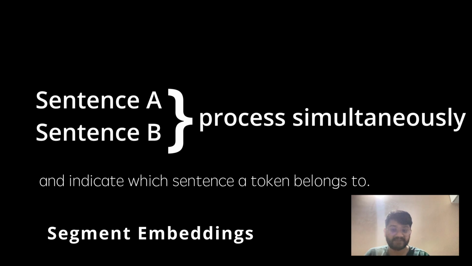Then we have segment embeddings. BERT can process two sentences simultaneously. For example, sentence A and sentence B. Segment embeddings indicate which sentence a token belongs to.